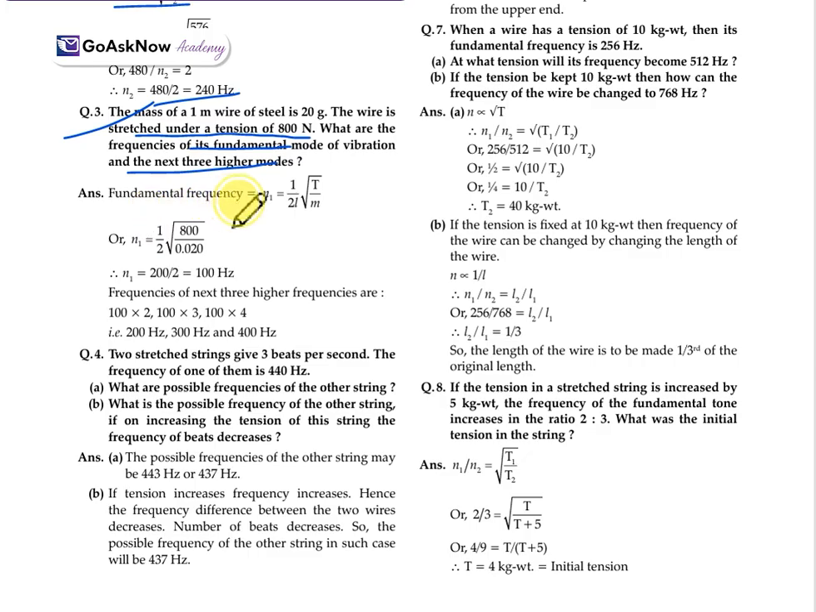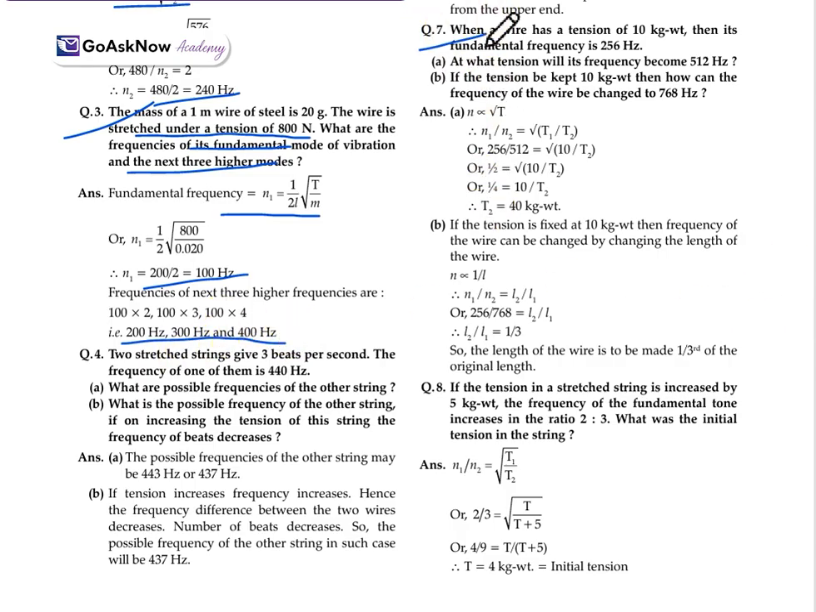So the fundamental frequency N1 equals 1 upon 2L times the square root of T upon M. So N1 equals 1 upon 2 square root. We substitute the values over here and we get N1 equals 100 Hertz. Now the next 3 higher frequencies are 100 into 2, 100 into 3, 100 into 4, meaning 1, 2, 3, 4 like this. So the frequencies we got are 200 Hertz, 300 Hertz and 400 Hertz.